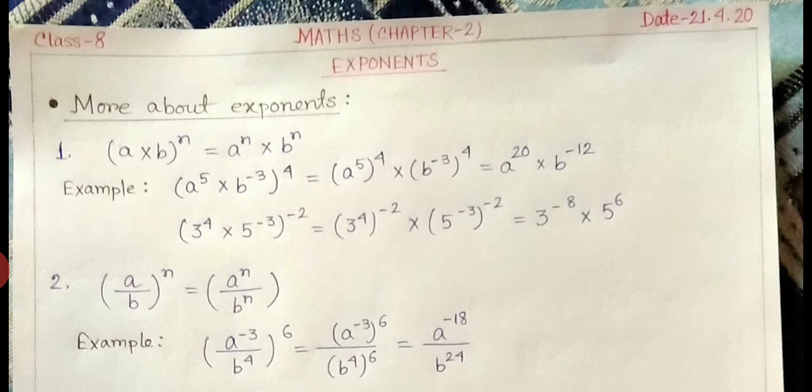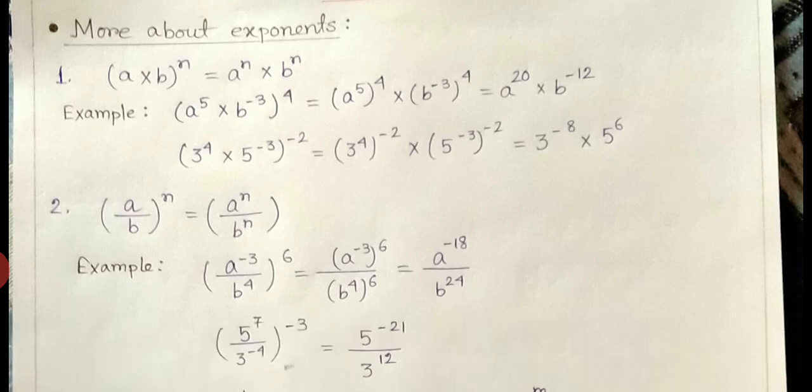Taking another example, (3 to the power 4 into 5 to the power minus 3) whole to the power minus 2. This is equal to (3 to the power 4) whole to the power minus 2 and (5 to the power minus 3) whole to the power minus 2. And this is equal to 3 to the power minus 8 into 5 to the power 6.